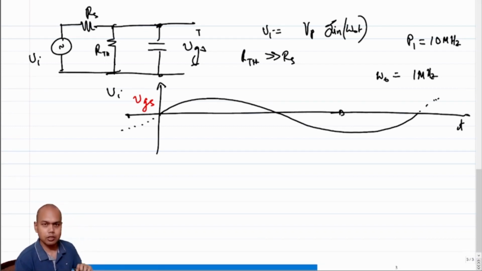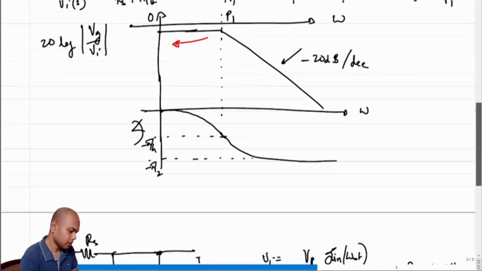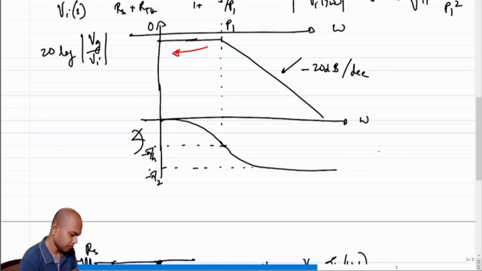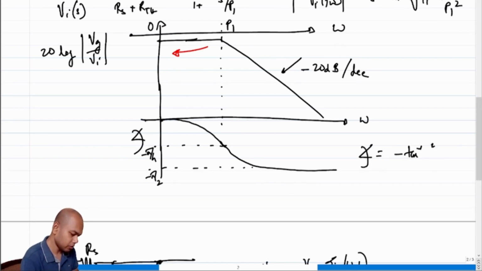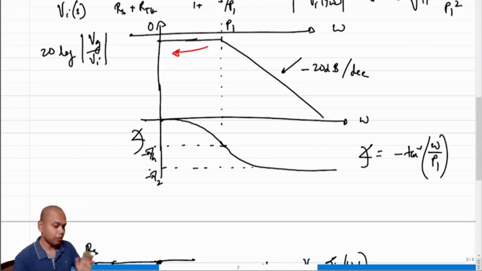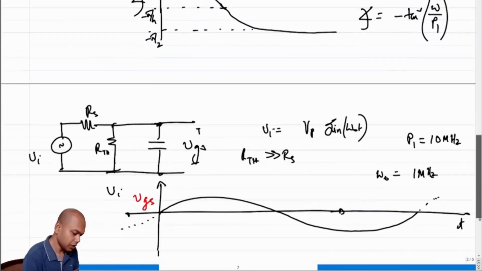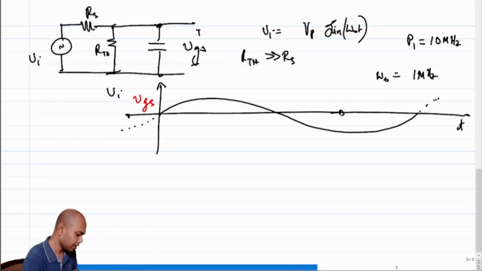All good. But what about the phase? Where are we in terms of phase? Phase angle is minus tan inverse omega by P1, right? So if you are at a much lower frequency than P1, then we can as well say that the phase is also minus tan inverse a very small number, which is much less than 1, which means you can approximate it as 0, right? So which essentially means that the output will essentially track the input all the way, right? Okay, so this is at omega naught equal to 1 megahertz and P1 equal to 10 megahertz, right?